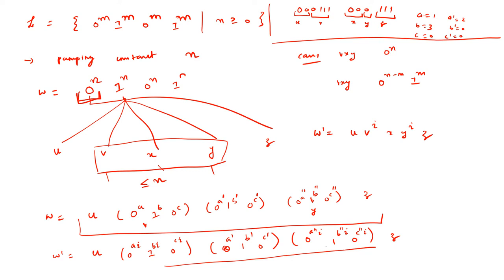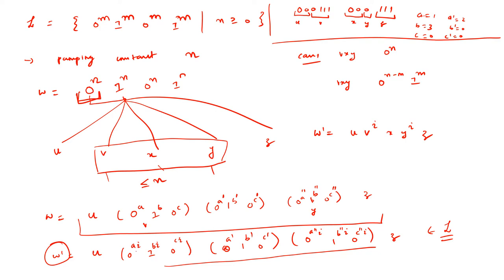Now we have to take cases, instantiating a, b, c, and argue that this pumped string w prime, which we have to construct, will not be accepted by the language, no matter what scheme of partition you take.